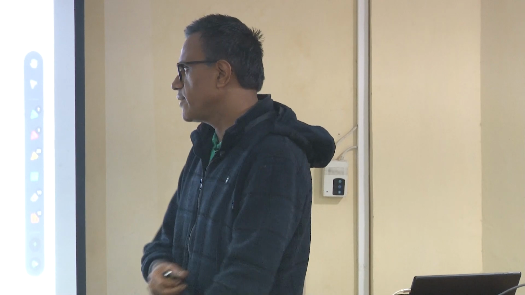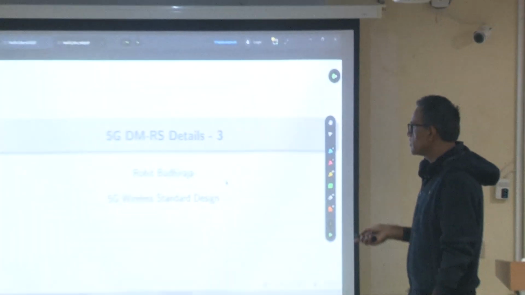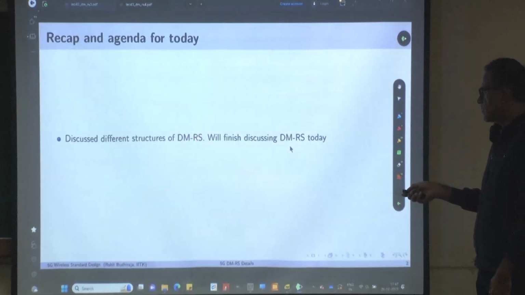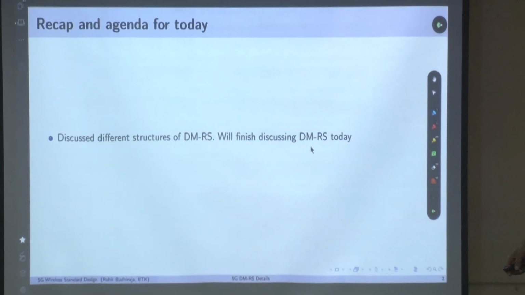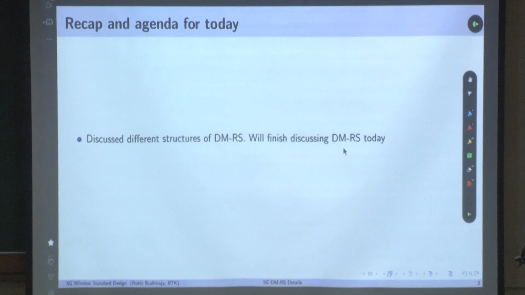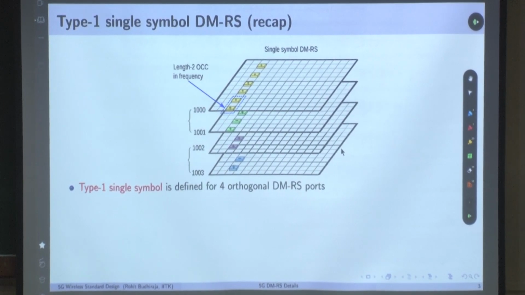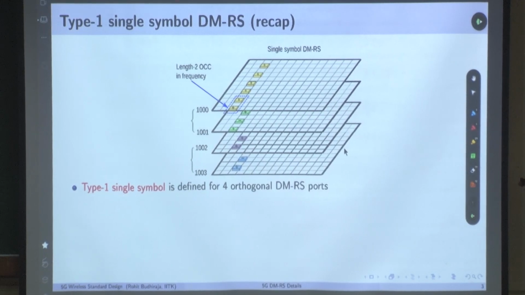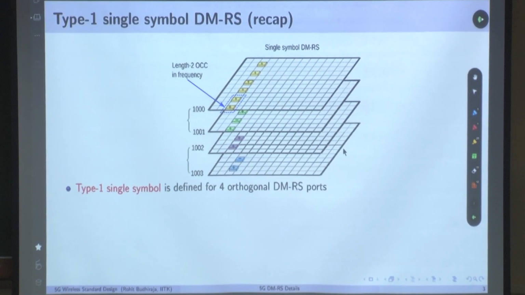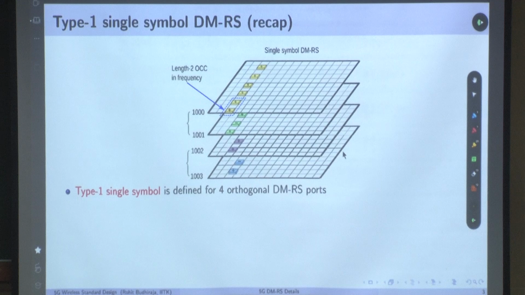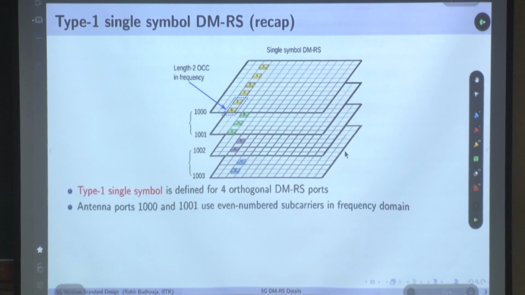Okay, welcome to the class. We have been discussing this DMRS, and we will discuss different structures of DMRS. We will finish discussing it in this class. Again, recapping what did we discuss? We discussed this type 1 single symbol DMRS port and how many ports it can be used to define. It can define a maximum of 4 orthogonal ports. And how they are defined, that is what we saw.